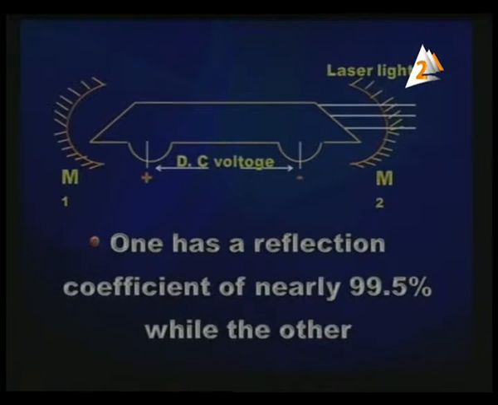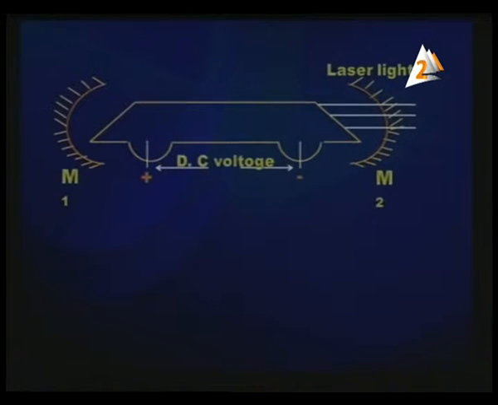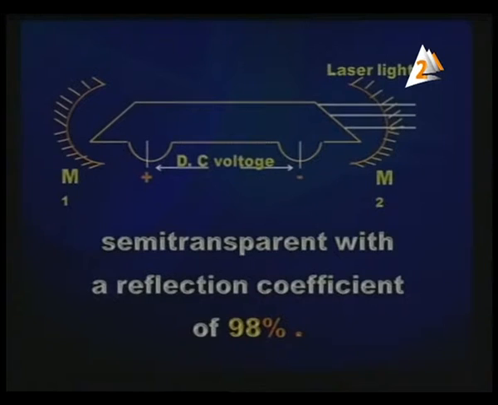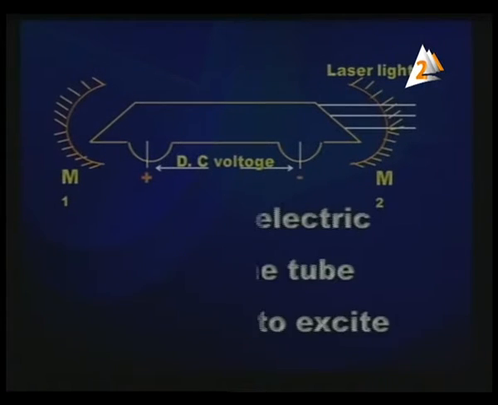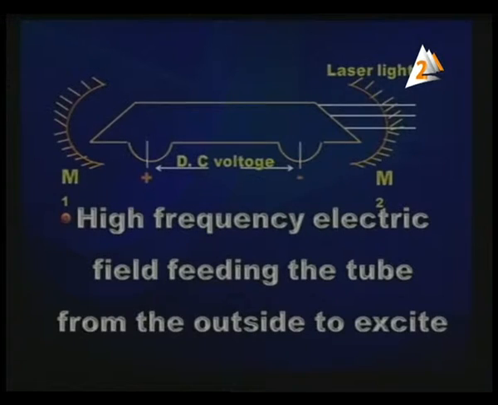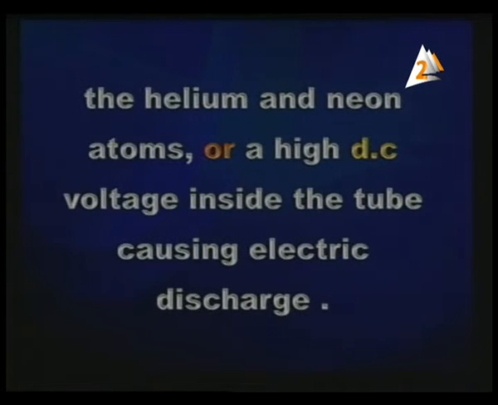One mirror has a reflection coefficient of nearly 99.5%, while the other is semi-transparent with a reflection coefficient of 98%. A high-frequency electric field feeds the tube from the outside to excite the helium and neon atoms, or a high DC voltage could be used inside the tube, causing electric discharge.